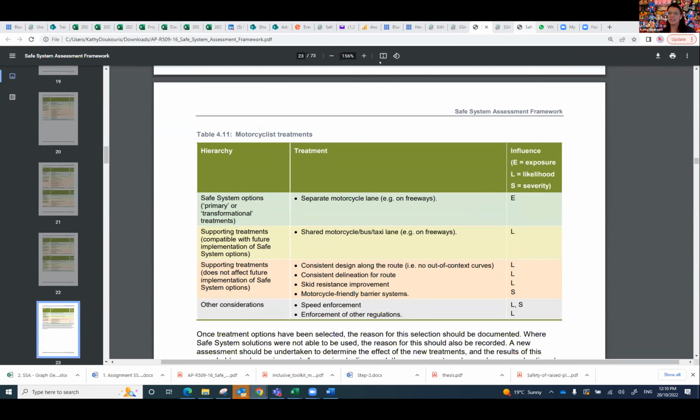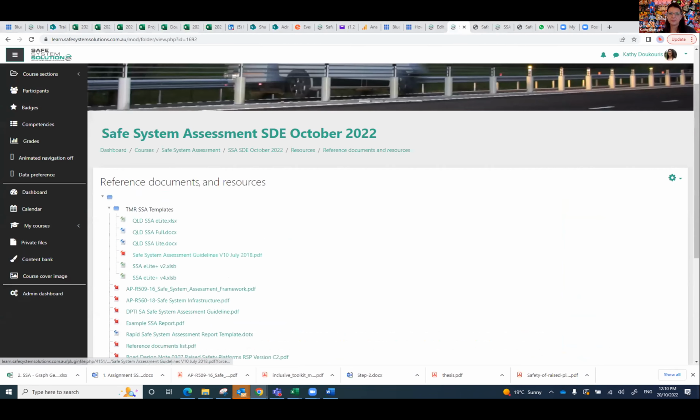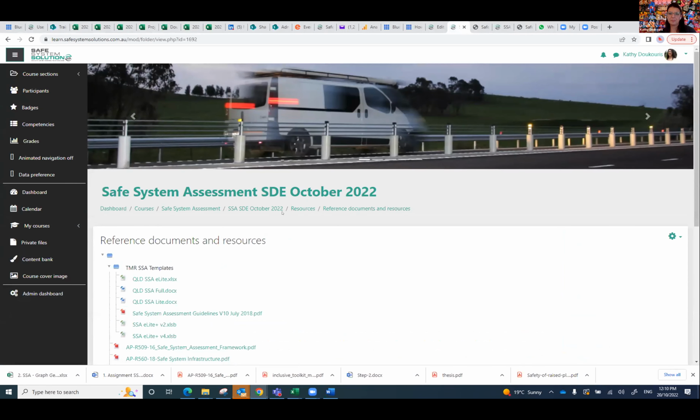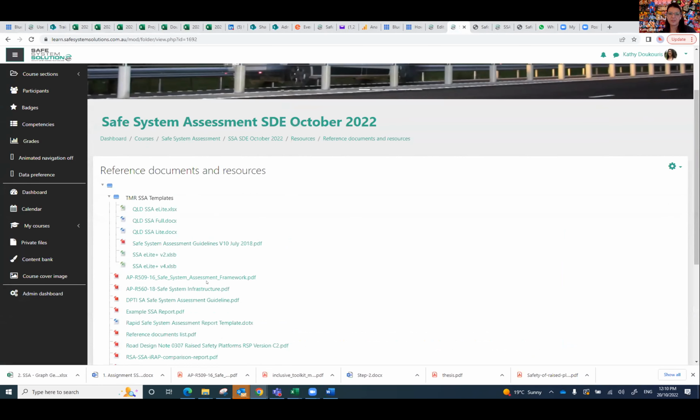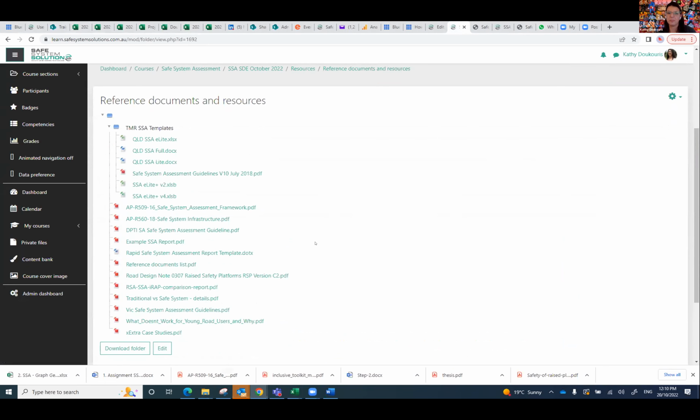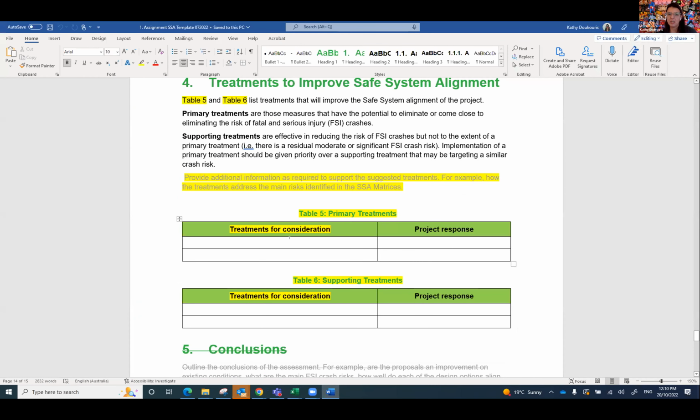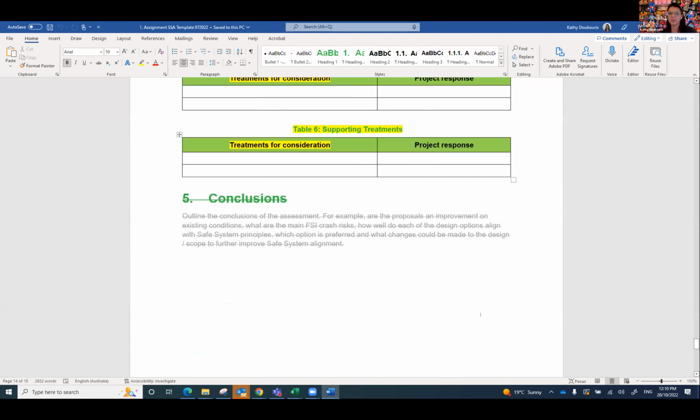So that is in the resources section, and it's the safe system assessment framework. Don't limit yourself just to that particular resource. Go nuts, read all of them. But that's what will help you in completing this section here. So what treatments might we consider that are primary treatments and that are supporting treatments? And you don't need to complete the project response.